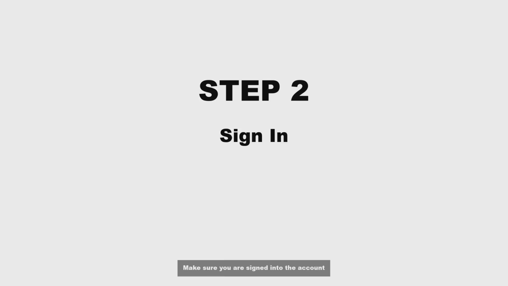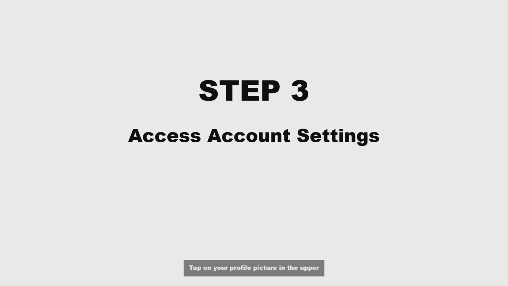Step 2. Sign in. Make sure you are signed into the account from which you want to remove the payment method. If you are not signed in, enter your credentials to access your account. Step 3. Access account settings. Tap on your profile picture in the upper right corner of the screen. From the drop-down menu, select Settings to access your account settings.